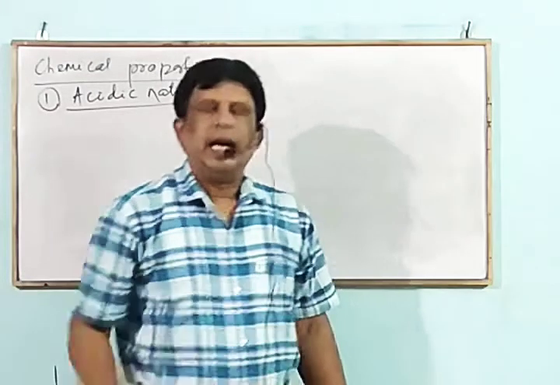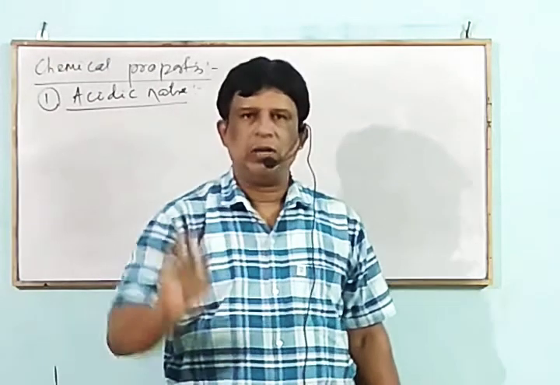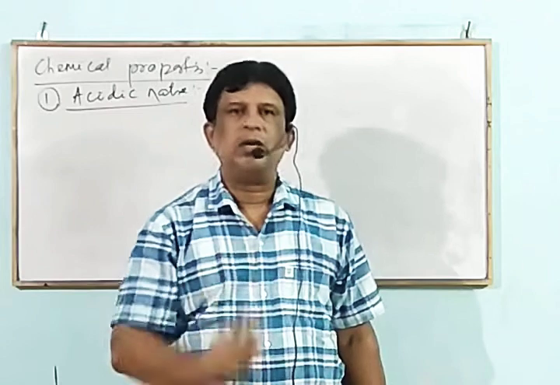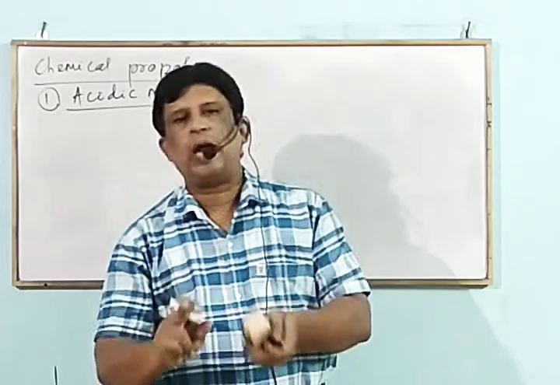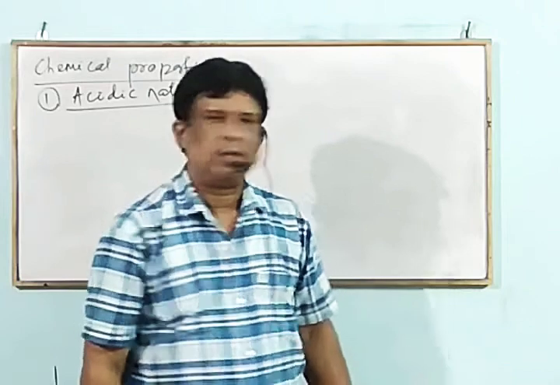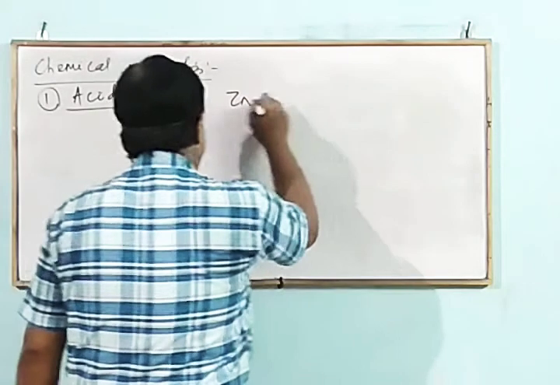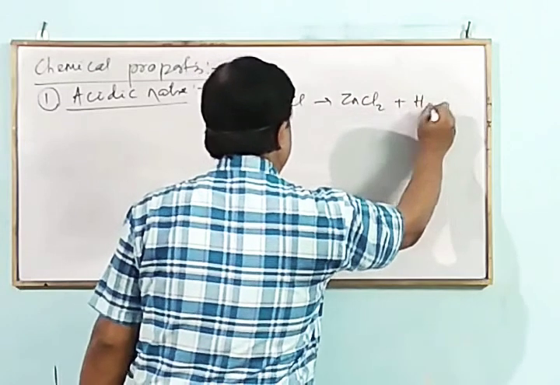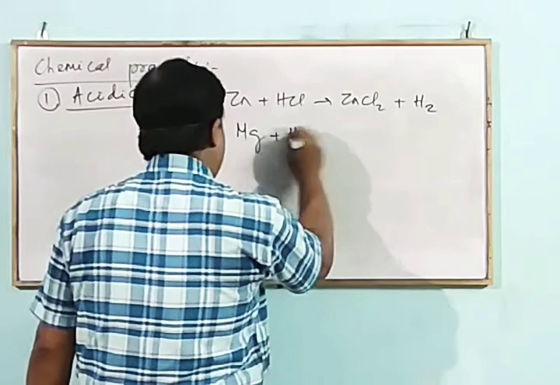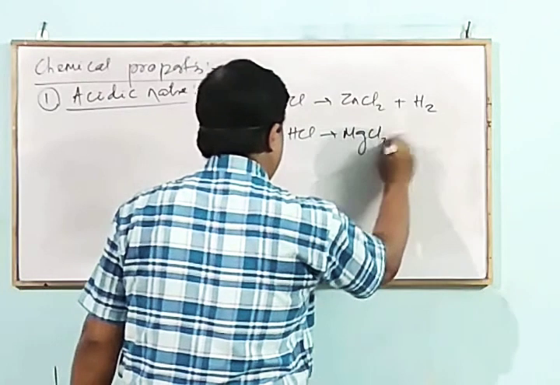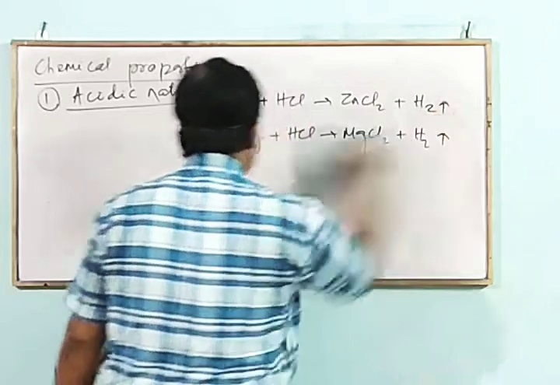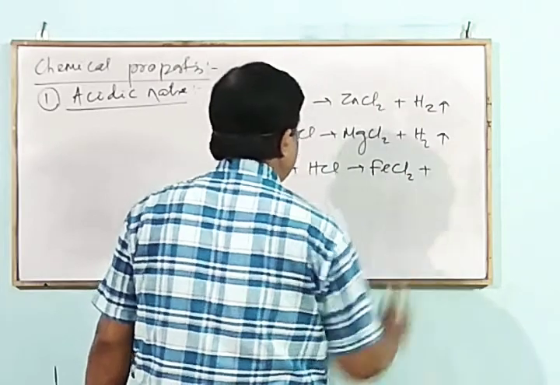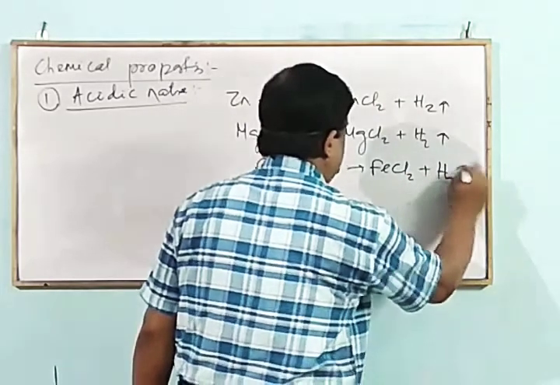As it is acid, it reacts with metals liberating hydrogen. It reacts with metals like zinc, iron, magnesium to form the corresponding metal chloride with the evolution of hydrogen gas. Mark that. Zinc plus hydrogen chloride give rise to zinc chloride plus H2. Magnesium plus hydrogen chloride give rise to magnesium chloride plus H2. Iron reacts with hydrogen chloride to form ferrous chloride plus liberation of hydrogen gas.